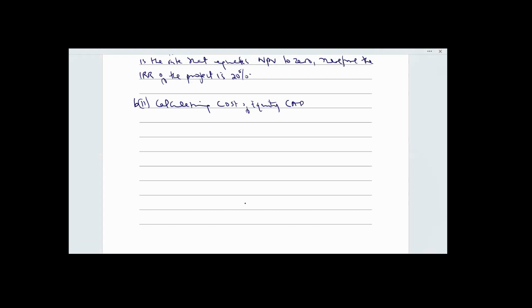Using CAPM. You know CAPM, cost of equity equals risk-free rate of return plus the beta times market return minus risk-free rate. So according to the question, what's the risk-free rate of return given to us? 8%, right?